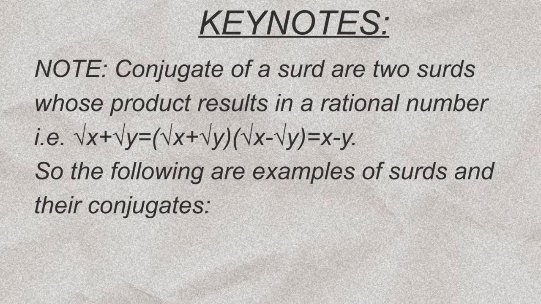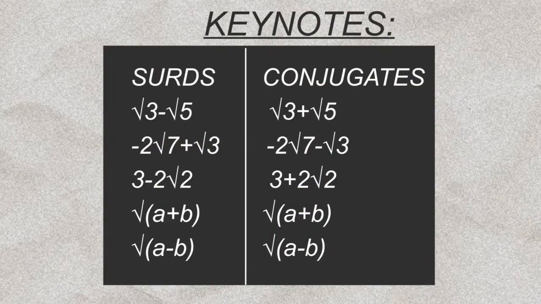So the following are shown to you as examples of surds and their conjugates, as you can see on your screen. I want you to study this properly so that when you are given similar surds, you can easily find their conjugates without much issue. I want you to pay attention to the second one. When you have minus 2 root 7 plus root 3, the conjugate will give you minus 2 root 7 minus root 3. So take note of this conjugate. We are going to be applying them as we solve a whole lot of questions under surds.